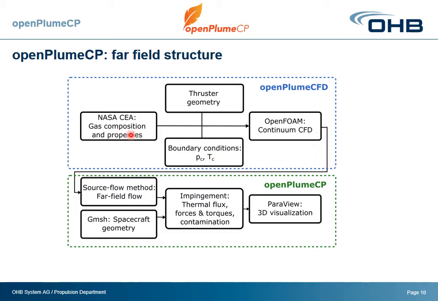Here, as we will see later, what is important for us from this output from OpenFOAM to the ray tracing analysis in the far field is to be able to know the pressures, the temperatures, and the density, of course. This is very important because it will allow us to calculate the heat fluxes and the other physical impacts that we are interested in later on. So the far field structure of OpenPlume CP looks like this. It's a really close work between OpenPlume CFD and OpenPlume CP, and the core of the OpenPlume CFD is OpenFOAM, and the core of the OpenPlume CP is the source flow method.